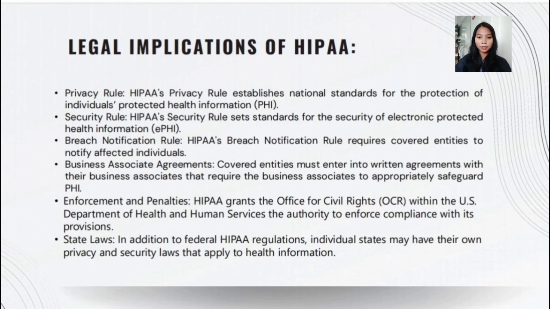Business Associate Agreements. HIPAA allows covered entities to engage business associates who handle protected health information on their behalf, such as IT vendors or third-party service providers. Covered entities must enter into written agreements known as Business Associate Agreements. This outlines the responsibilities and requirements to ensure the compliance of HIPAA when protected health information is shared with or accessed by business associates.